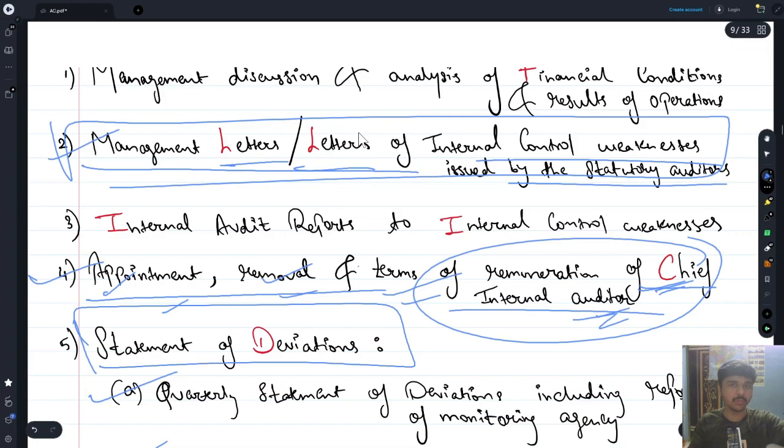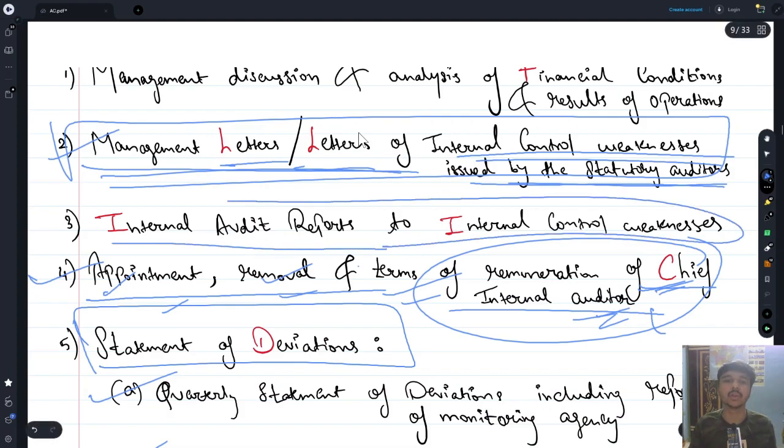So this is how you are going to remember, right? Management letter or letters. These letters are basically the internal control weakness letters issued by the statutory auditors. And the last thing, the chief internal auditor will reply to the management that management, you have certain internal control weakness, it is not my responsibility. So internal audit reports on internal control weakness is the last mandatory review area of the audit committee.